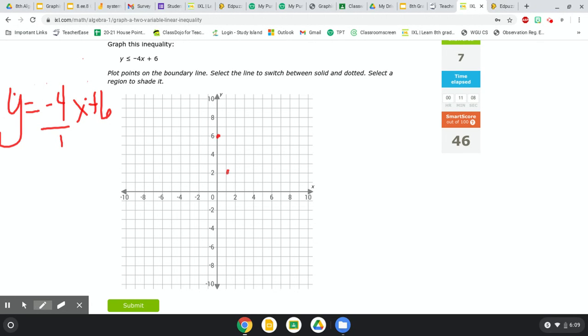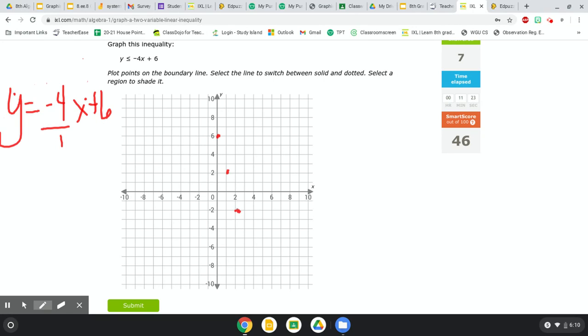So since I'm not graphing on paper, IXL makes the line pretty easily, but you need to at least have 3 points, just like a normal line. Okay, so I'd go down 4 one more time. So 1, 2, 3, 4 to the right 1. And then I could connect to that.